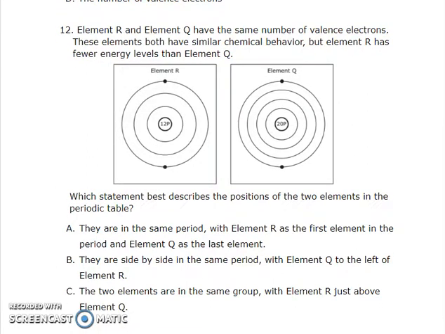Number 12. Element R and element Q have the same number of valence electrons. These elements both have similar chemical behavior, but element R has fewer energy levels than element Q. Which statement best describes the positions of the two elements in the periodic table? A, they are in the same period, with element R as the first element in the period and element Q as the last element. B, they are side by side in the same period, with element Q to the left of the element R. C, the two elements are in the same group, with element R just above element Q.